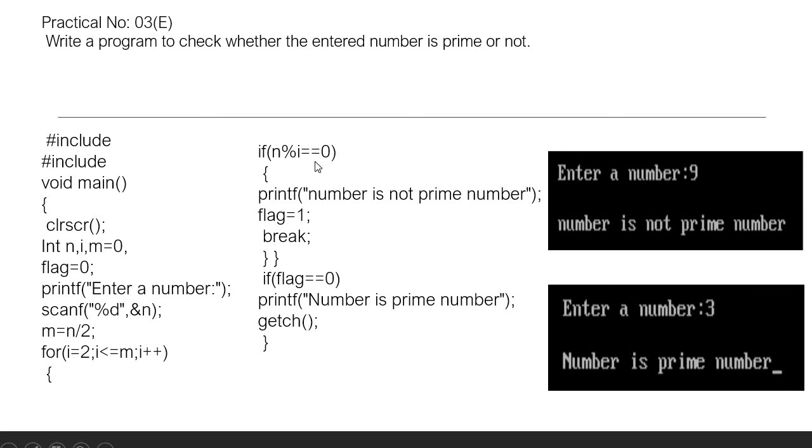If that number gets divided and the remainder is equal to 0, it will print that it's not a prime number. And over here it breaks. So my flag is assigned value 1. But if it is not equal to 0, then it becomes my prime number. So you can see over here I am entering number 9. So the number 9 is not a prime number because it is not divisible only by itself. 9 can be divided by 3 also. Am I right? Even within 9, 9 gets divided. But 3 is my prime number because it's only divided by itself.